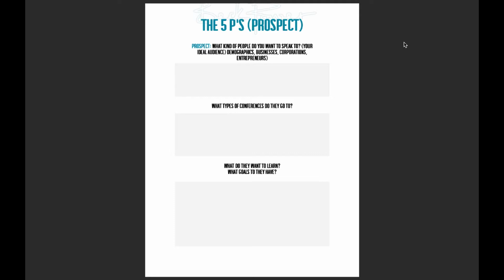The first of the 5 P's is the prospect. And that's the person that you want to be in front of. Now, if you own a business, which you may do because you're in here doing this, you probably, hopefully, have a pretty good idea of the type of prospect that will buy your stuff, that you want to work with, kind of your dream client, right? Who are these prospects? And so in that first box, we're going to figure out what type of people do you want to speak to, your ideal audience.